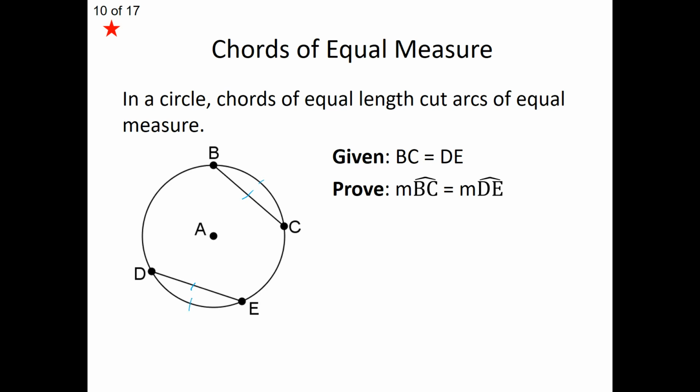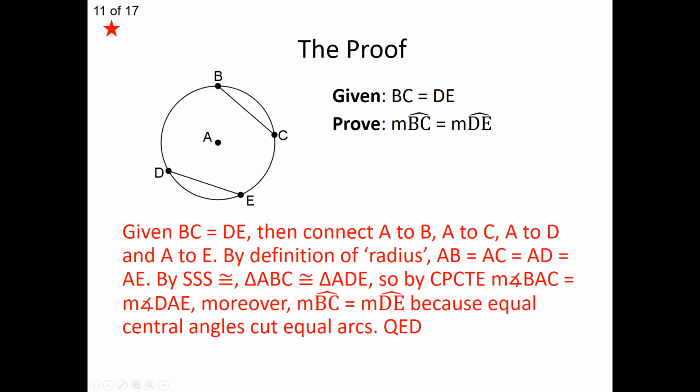All right, now on the next slide, let's jump into the proof. The proof of this is very simple. What we're first given is that BC is equal to DE. We've got a very simple construction to make. We're simply going to take point A and connect to point B, connect A to point C, connect A to point E, and connect A to point D.